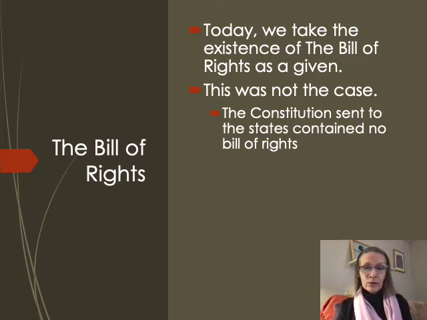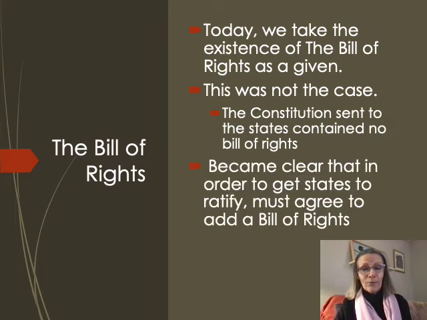In fact, the Constitution that was sent to the states for ratification, and we needed 9 of the 13 states to ratify it, did not contain a Bill of Rights. That constitutional document that came out of Philadelphia did not contain a Bill of Rights. But as you'll also be reading in your textbook, it became clear that if the Constitution was going to be ratified, it needed to include a Bill of Rights, because states were basically saying, without a Bill of Rights, there's no way that we're going to ratify this.